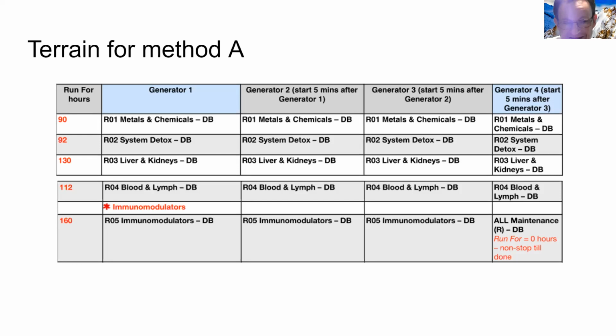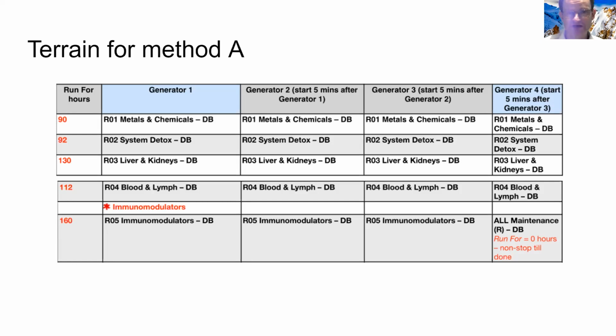For the first 90 hours, remote preset 1. The second section is 92 hours, as it says on the left-hand side: remote preset 2 on all 4 of them, or all 2. Next one, 130 hours, as it says on the left-hand side: remote preset 3 on all of them, starting generator 2 five minutes after generator 1, generator 3 five minutes after generator 2, and then generator 4 five minutes after generator 3.